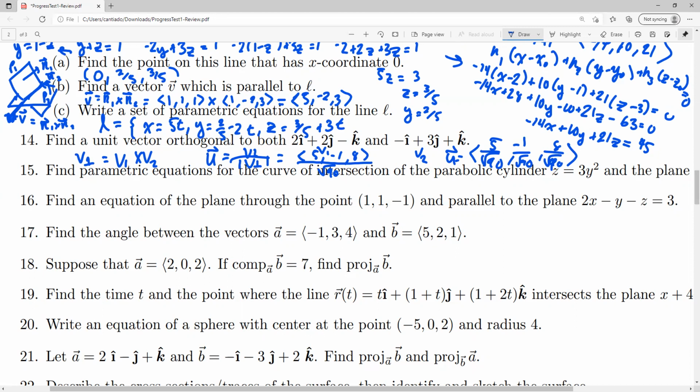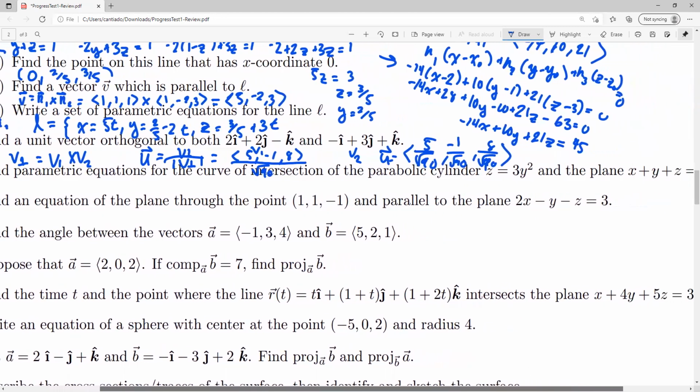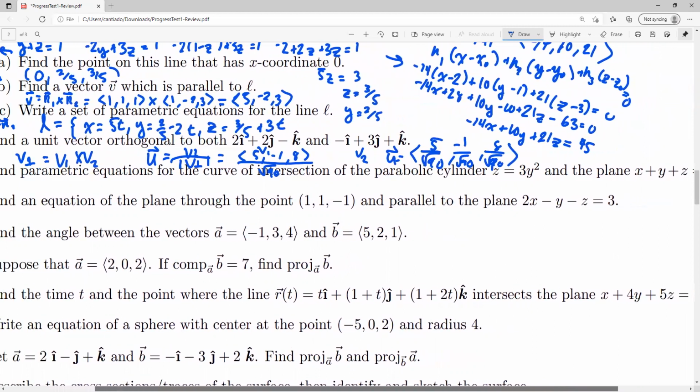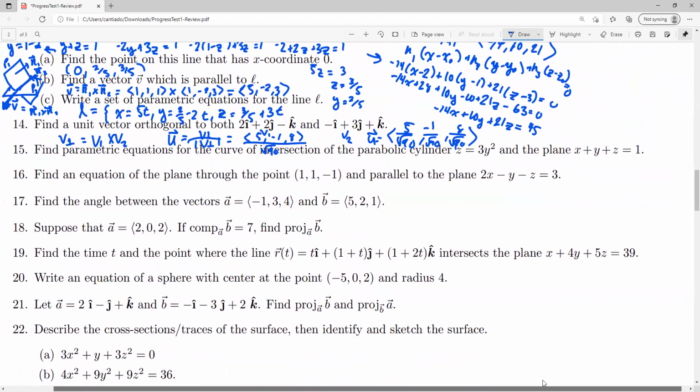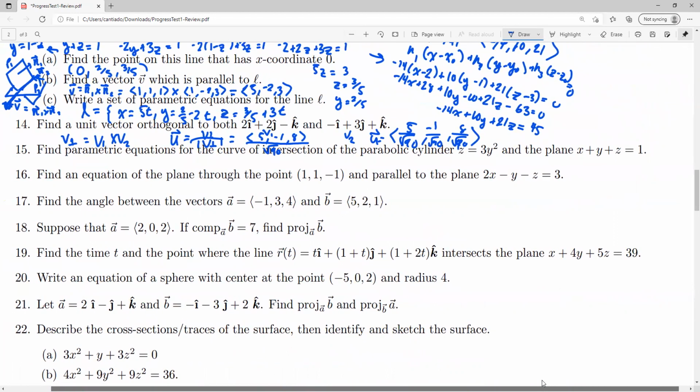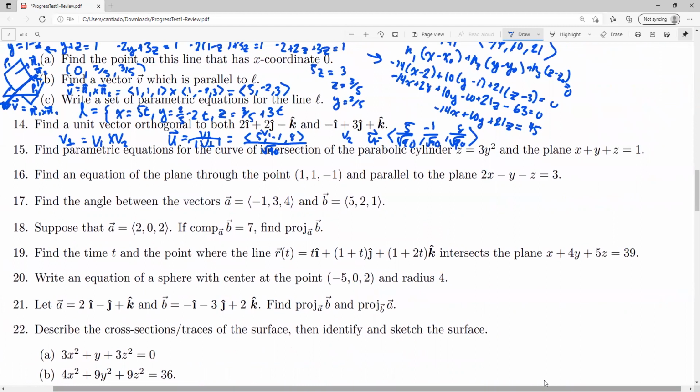Question 15, find parametric equations for the curve of intersection of the parabolic cylinder, z is equal to 3y squared, and the plane. Okay, so we want to find the curve of intersection. So in order to do this, I believe all we need to do is simply plug it in, right?